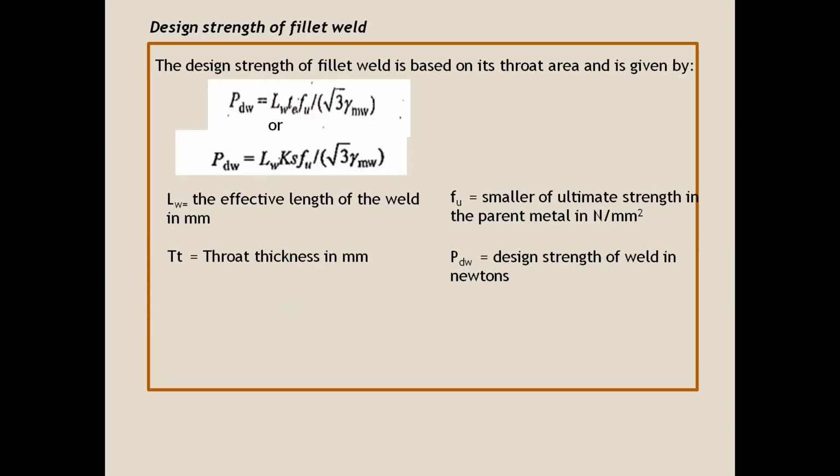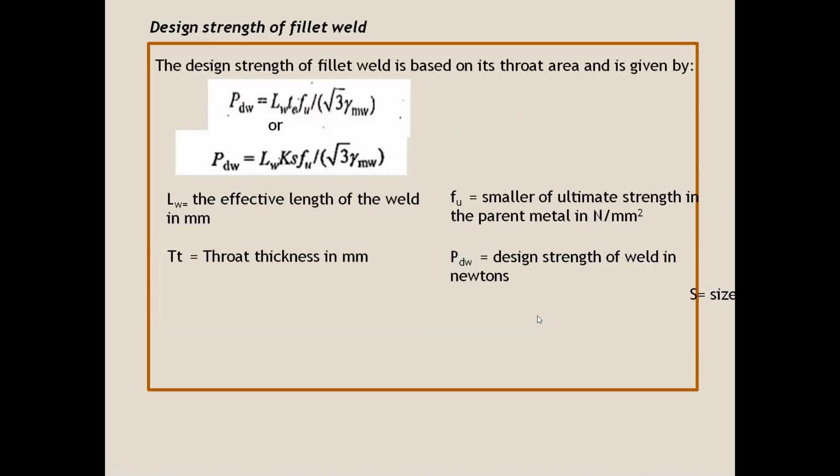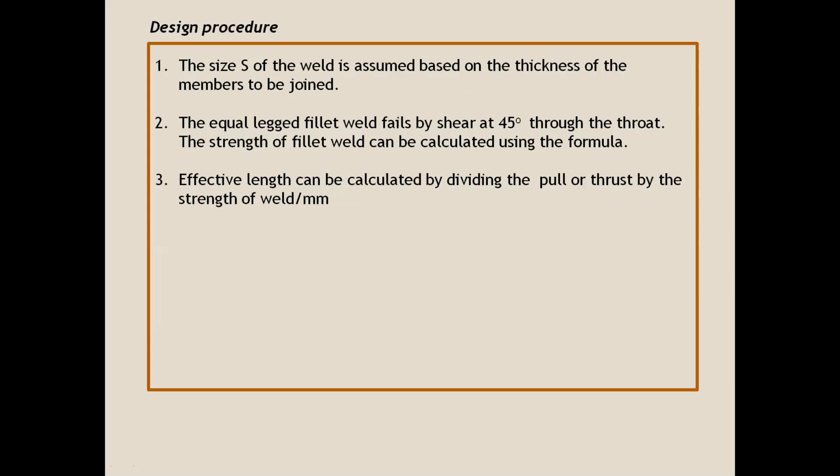This is the design strength of the fillet weld, and another formula is the design strength of the fillet weld, FWD. You know the formula, and the design strength is calculated with it. Next, the effective length is calculated by dividing the pull or thrust by the strength of weld per mm. End returns of length twice the size of the weld are provided at each end.